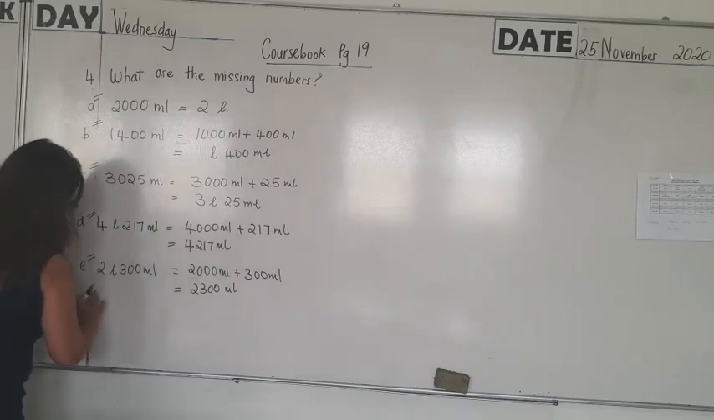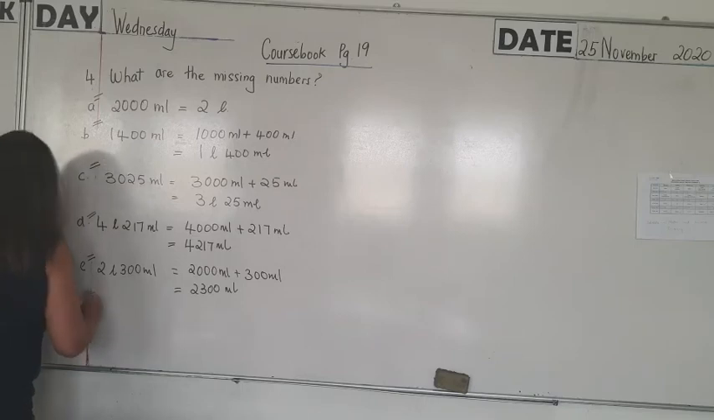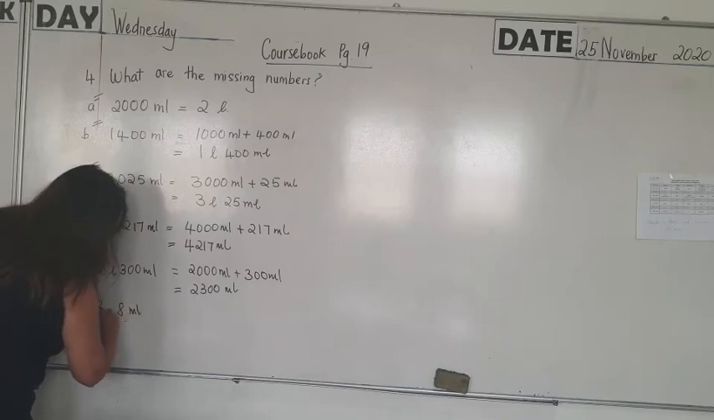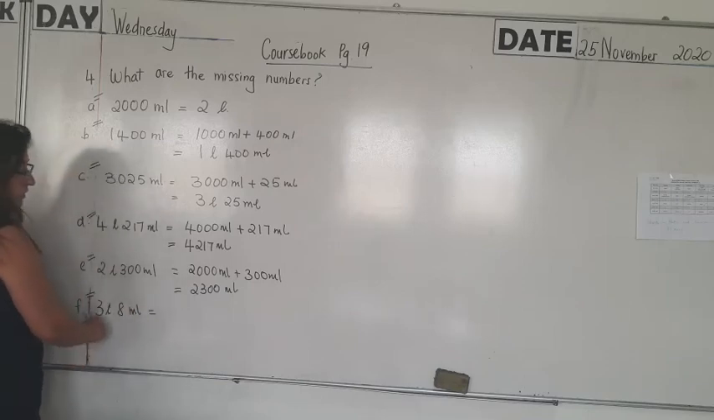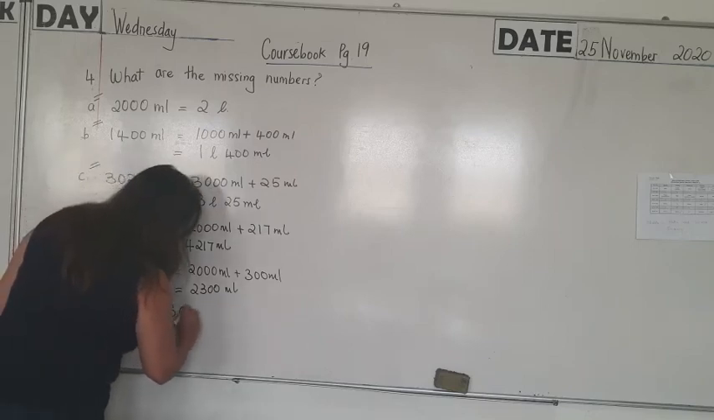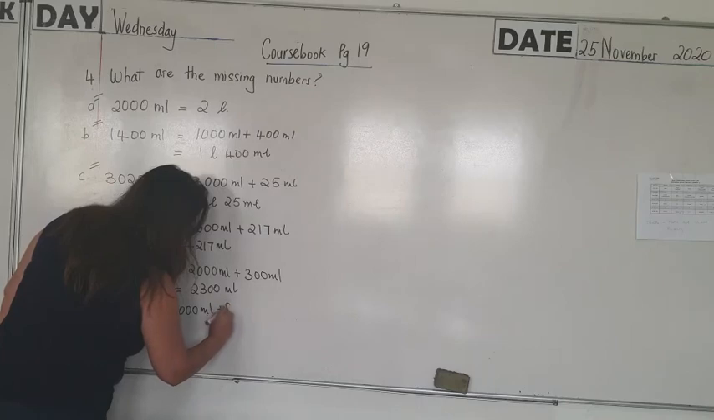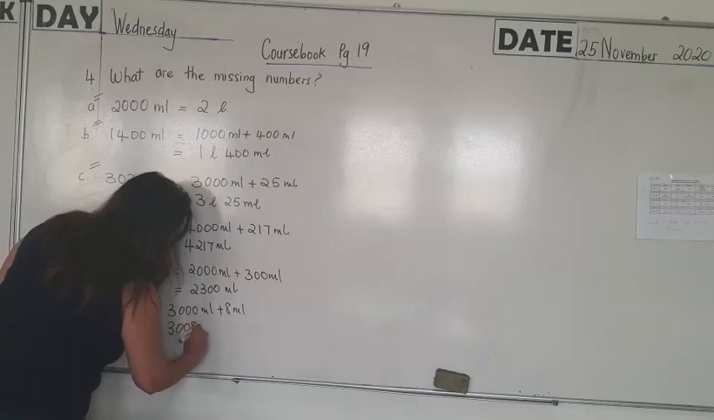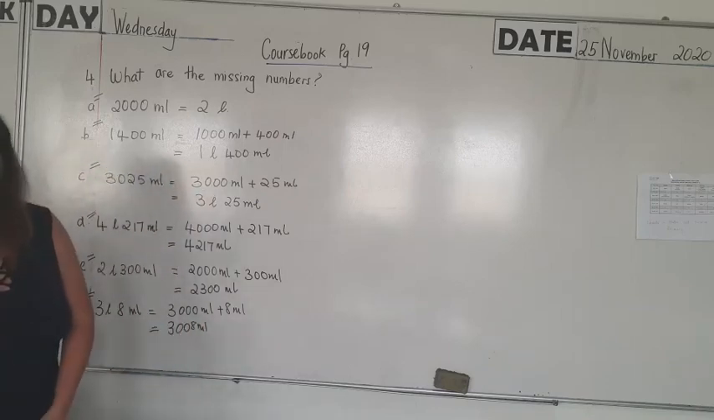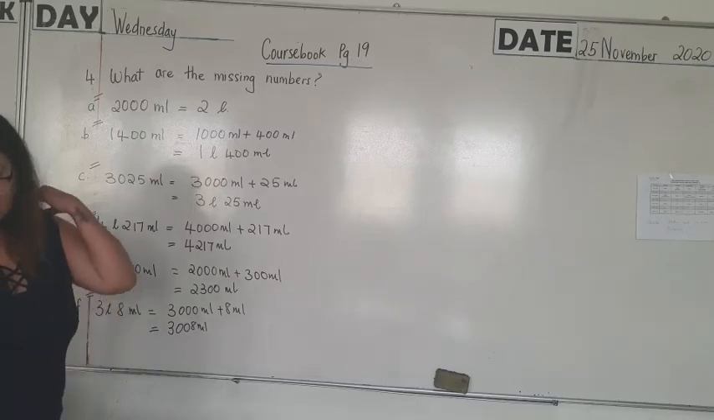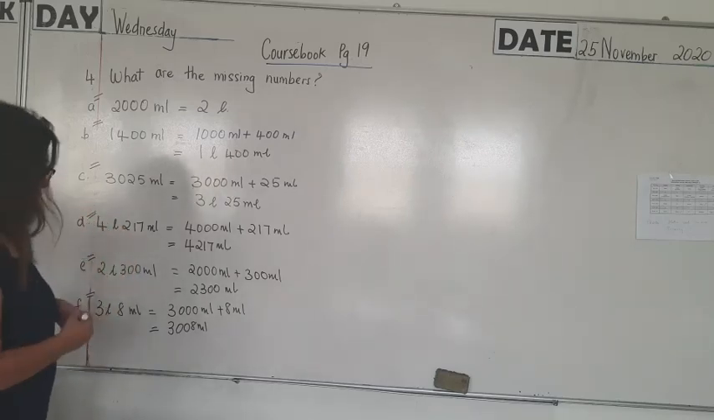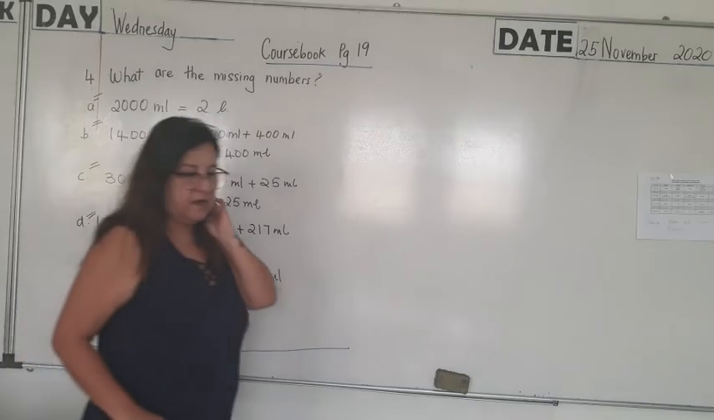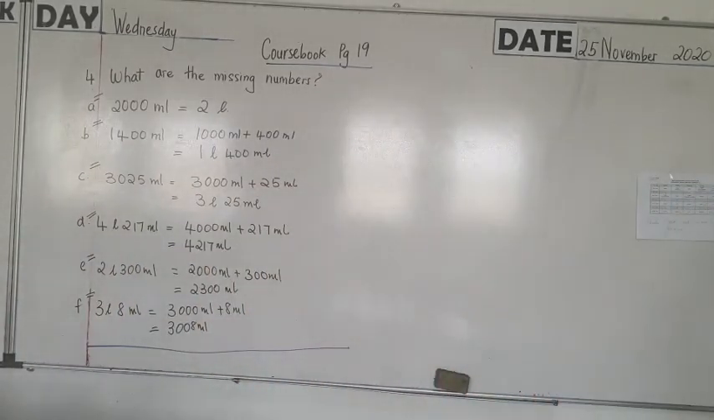And then F, 3 liters and 8 ml. So 3 liters is equal to 3000 ml plus 8 ml is equal to 3008 ml. Now once you are done, please remember you need to draw a line. You are forgetting that you have to draw a line at the end of each sum. So leave a line and draw a line.